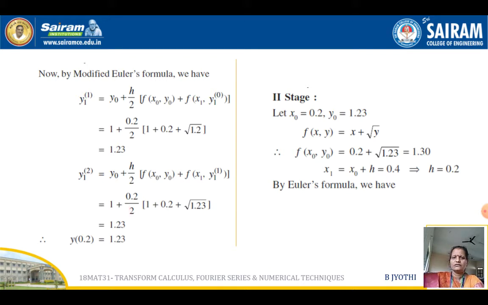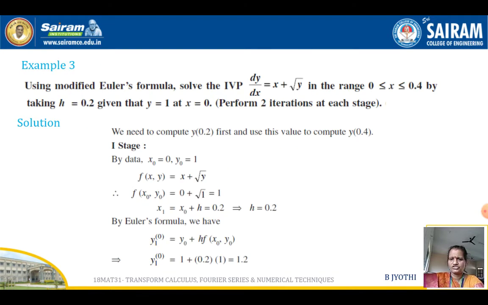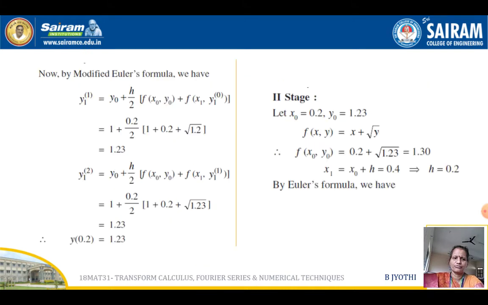Now the second stage, x naught is 0.2 and y naught is 1.23. Now you can see how the question has to be done. Using 0.2 as the step value, we need to compute up to 0.4, that is y of 0.4. So x naught is 0.2 and y naught is 1.23.